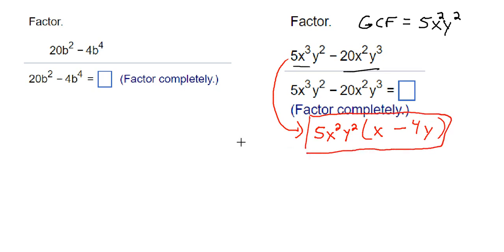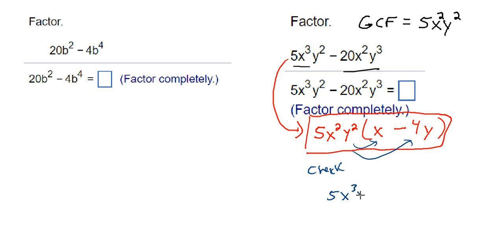And you can always double check your answer to make sure that things have matched up correctly by distributing it back in. So if you wanted to check your answer, you could distribute that back into the parentheses, and you would get 5x squared y squared times x.